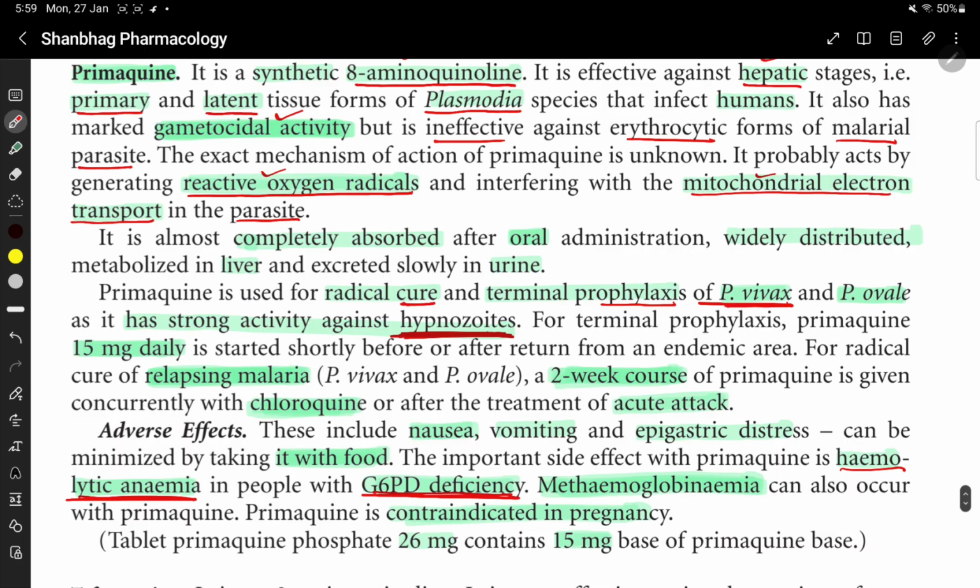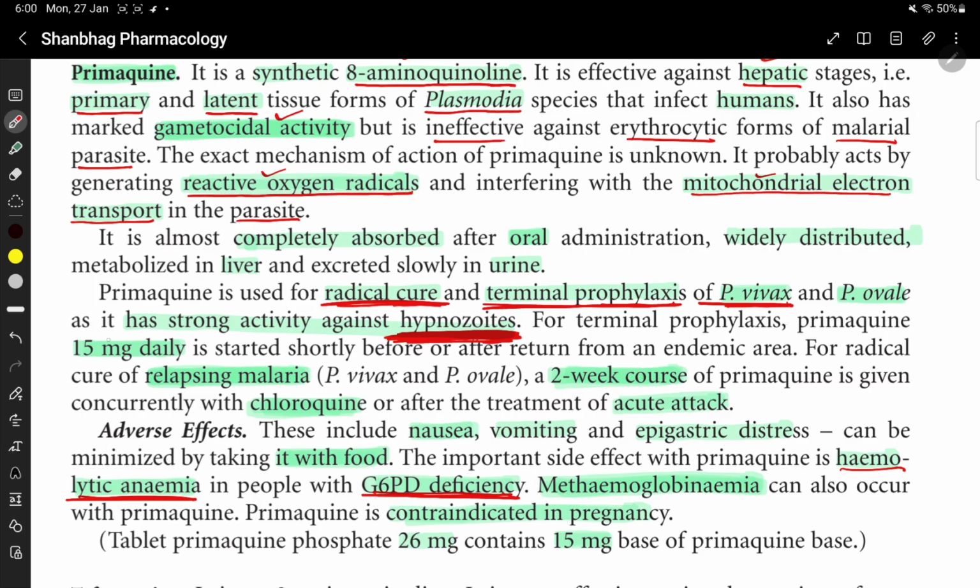Okay, it is used for radical cure and terminal prophylaxis of Plasmodium vivax and Plasmodium ovale. Radical cure के लिए भी और terminal prophylaxis के लिए भी. Why? Because it has strong activity against the hypnozoites. So primaquine has strong activity against the hypnozoites, and so it is used in radical cure and terminal prophylaxis of Plasmodium vivax and Plasmodium ovale.